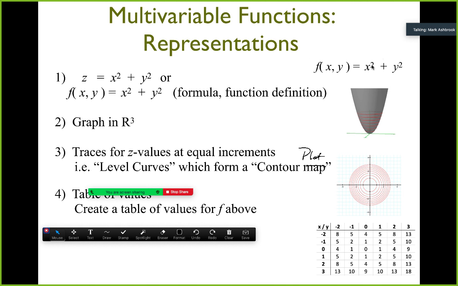So all 4 of these are going to be the main representations that we work with when we're working with these multivariable functions, and we start doing calculus, right? There's no calculus that we've talked about today with these, just simply representing these types of functions.